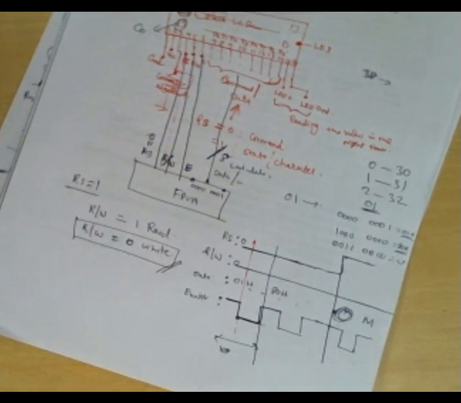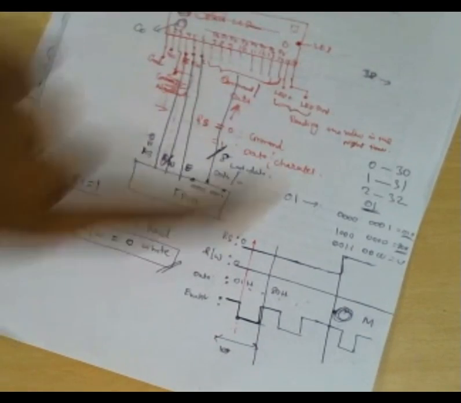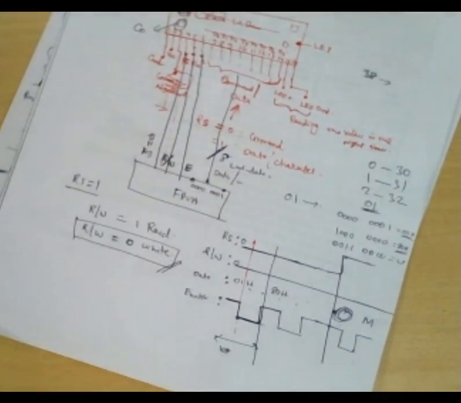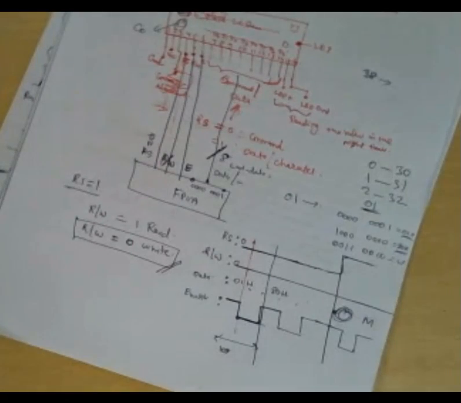If you press A, A will not go there. 41 only will go there. If you press small a, 61 only will go there. If you press 1, 31 only will go there. Right? So it is an ASCII keyboard. So we should display the ASCII value now.